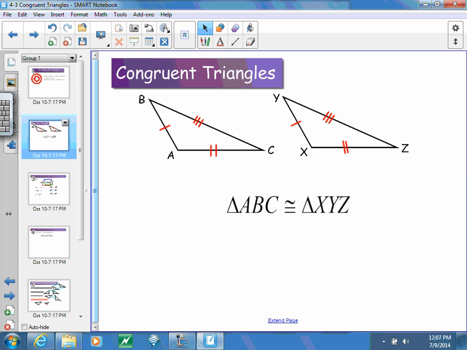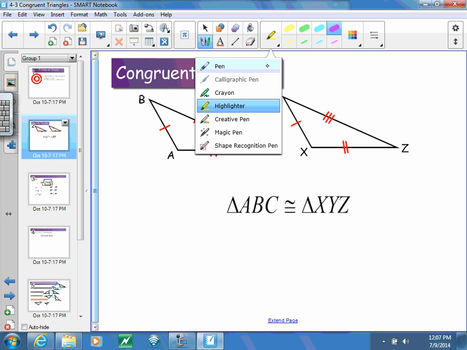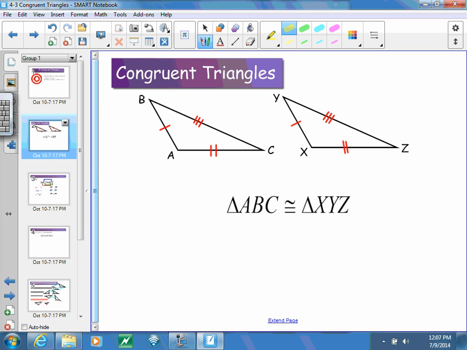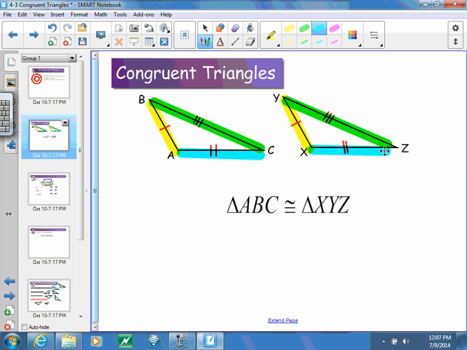So when we talk about two congruent triangles, we're saying that these two triangles are the same exact shape and also the same exact measure. So if they are the same shape and the same measure, that means that these segments here need to be corresponding. So if AB and XY are equal and BC and YZ are equal and AC and XZ are equal, we've got the three sides that are congruent.